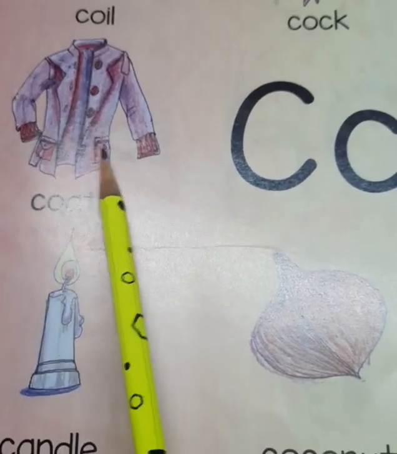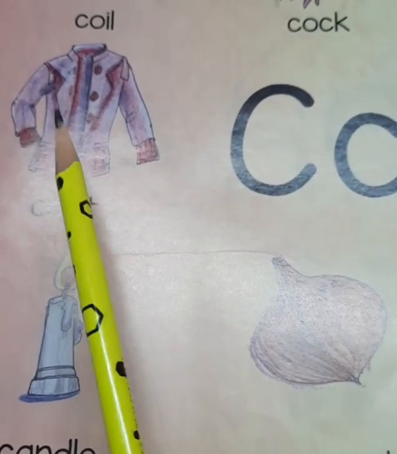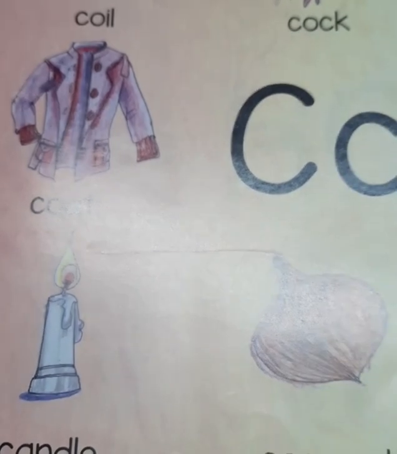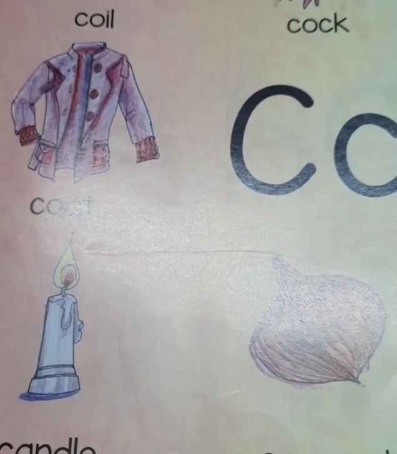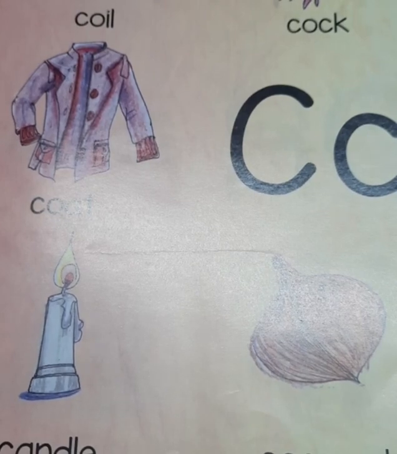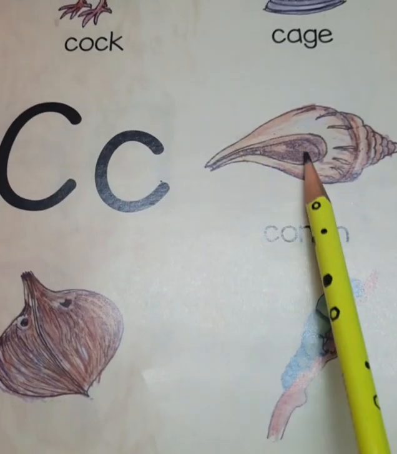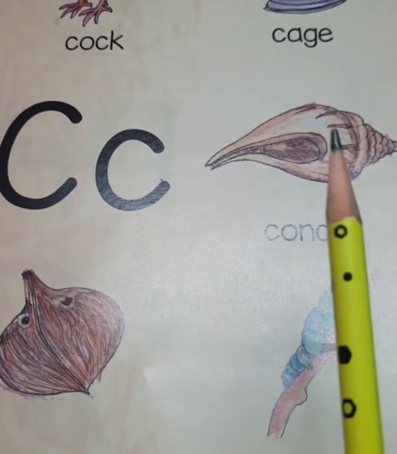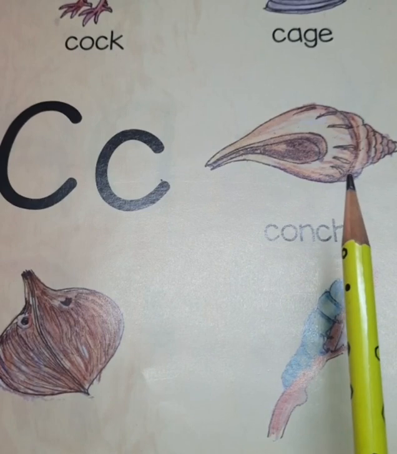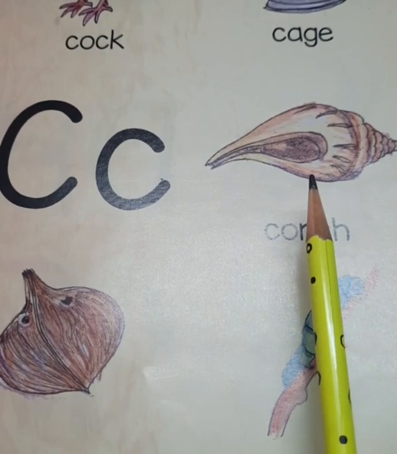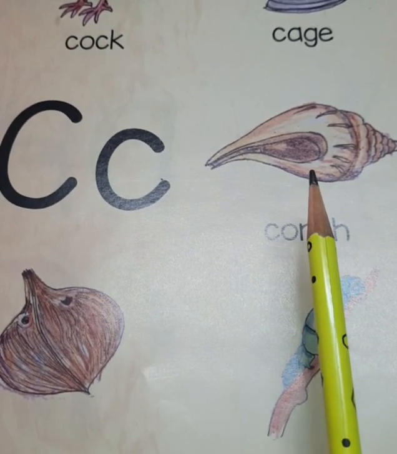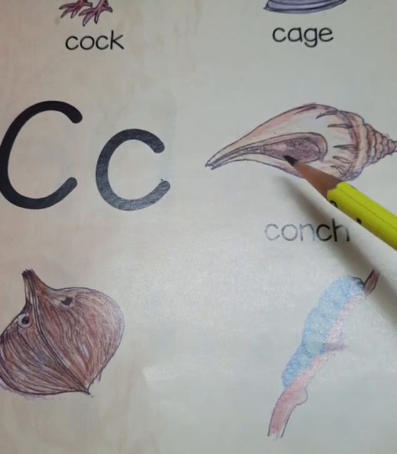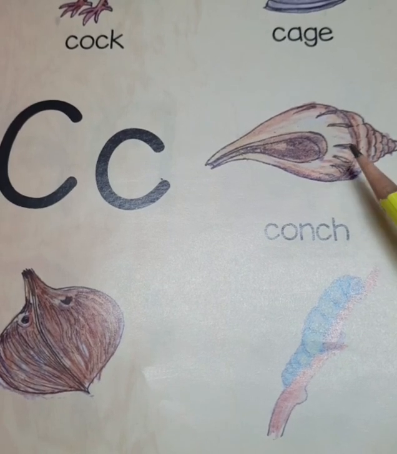Next, this one is a coat. Coat means it's an outer garment. Okay, it is an outer cloth that you wear. Yes. Next, this is conch. Conch means what? It is a shell, children. Okay, the large size of the shell is called conch. Okay, inside this part there will be a snail. Okay, you can see it in the sea.